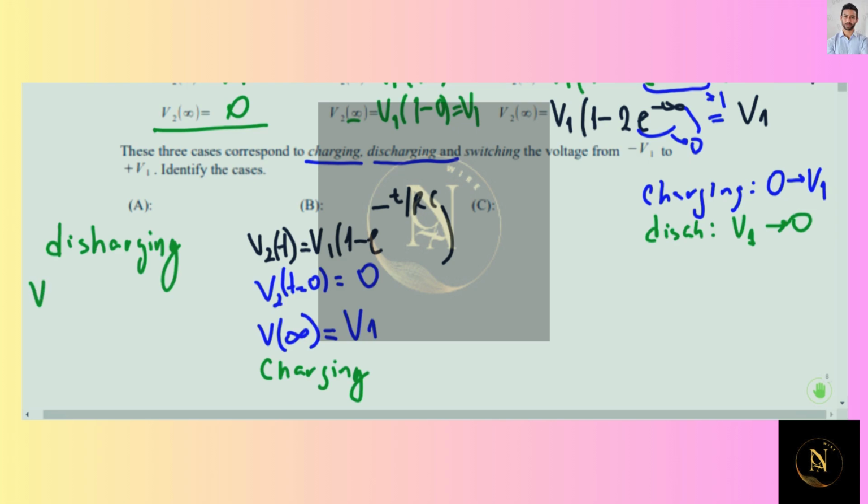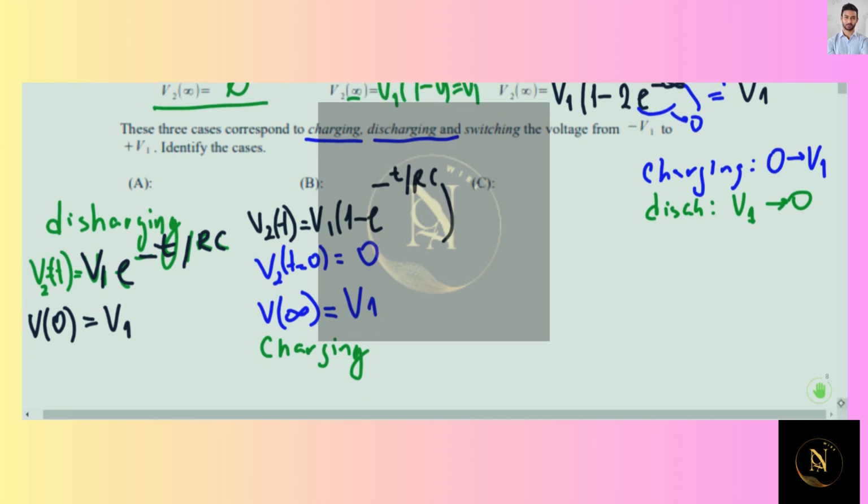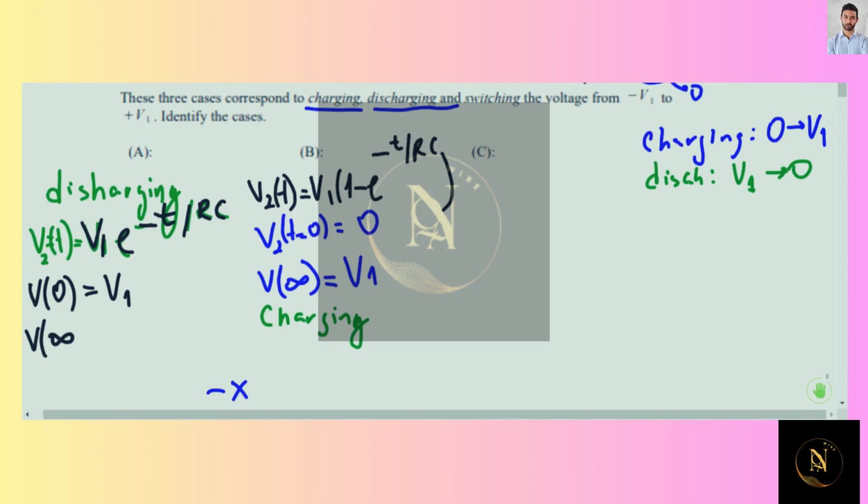When the voltage equals V1 multiplied by exponent powered by negative time over RC. So again, when time is 0, voltage is maximum. When time is infinity, voltage is 0. And the last scenario is switching, which is equation C.